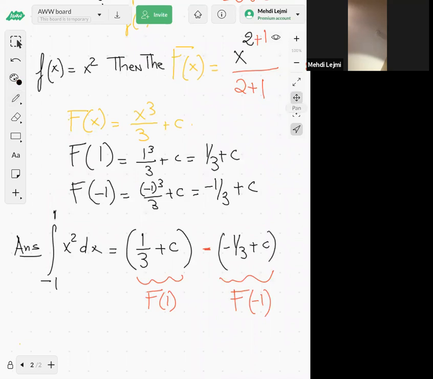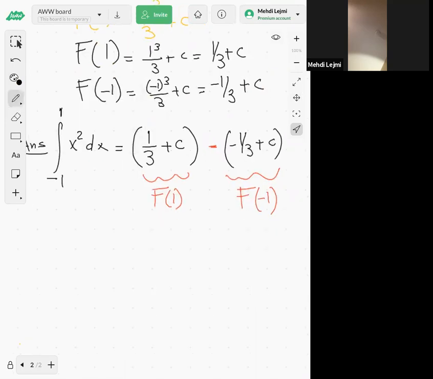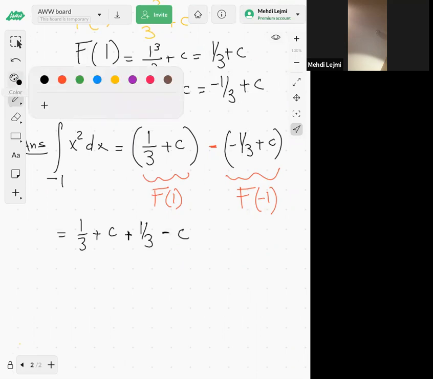So then that'll be equal to 1/3 plus C minus, that'll be a plus. Be careful, guys, you need parentheses for capital F of negative 1. So minus would be plus 1/3, and minus plus C would be minus C, of course. The constants always cancel out. If the constant doesn't cancel out, then there's a mistake in your computation, right? So it's 1/3 plus 1/3, and the answer would be just 2/3.